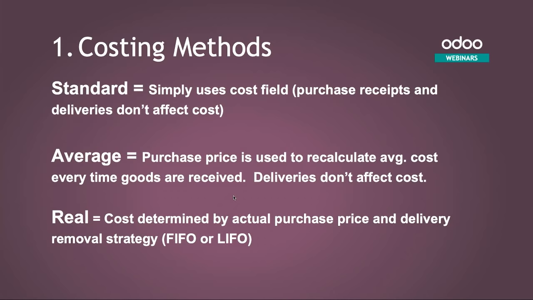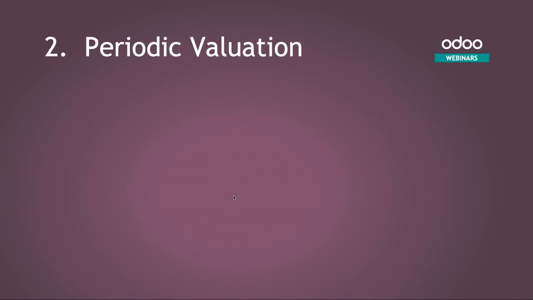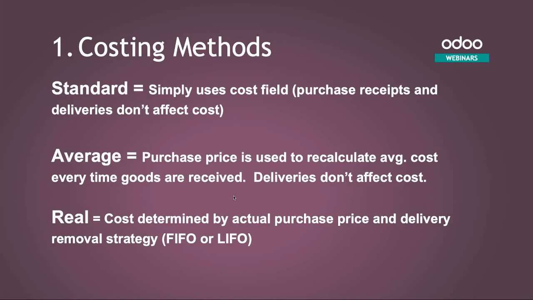Then finally, real costing is the actual cost determined by actual purchase price and delivery removal strategy. So both are necessary for real costing, and that's the only way you can actually figure out a real cost of your inventory. Next, we're going to have periodic valuations. Actually, why don't we take a quick pause here and see if there are any questions regarding costing methods specifically.